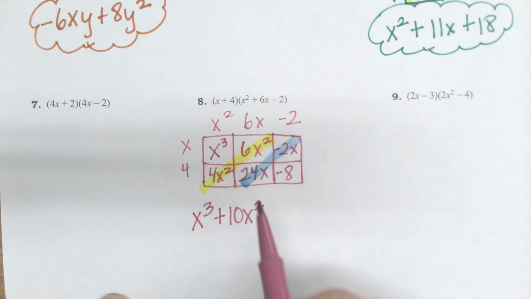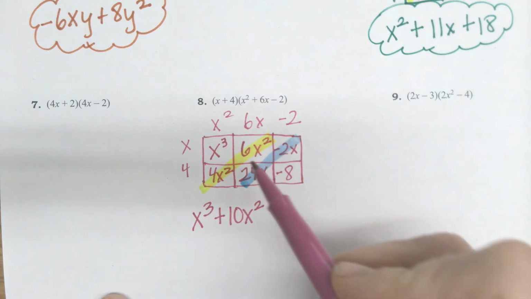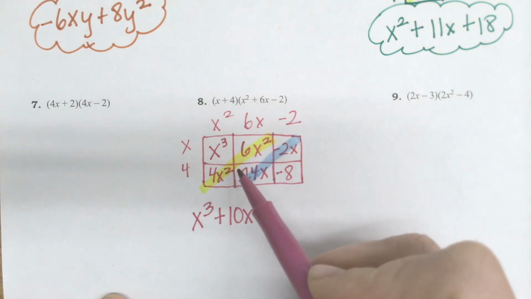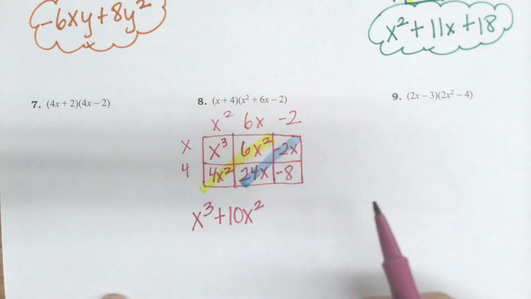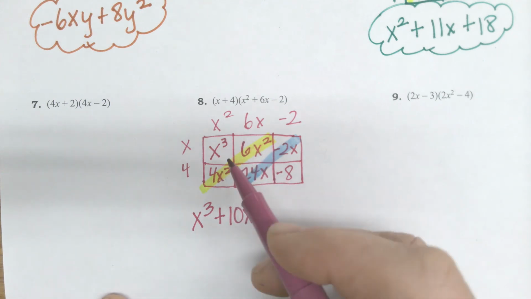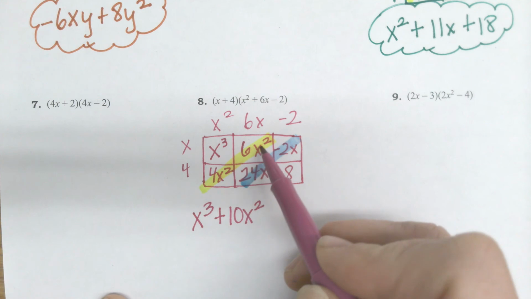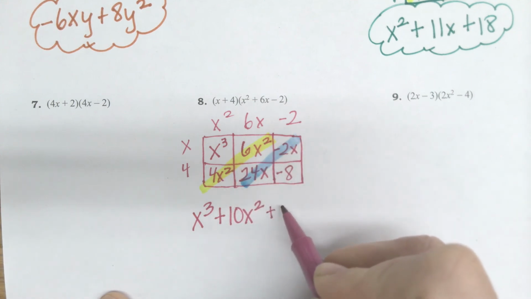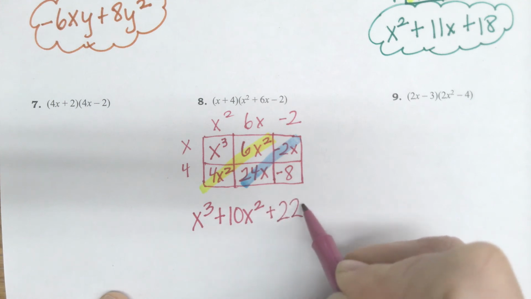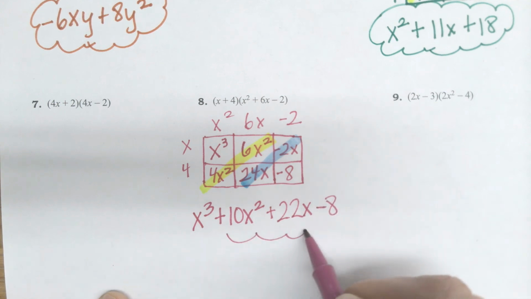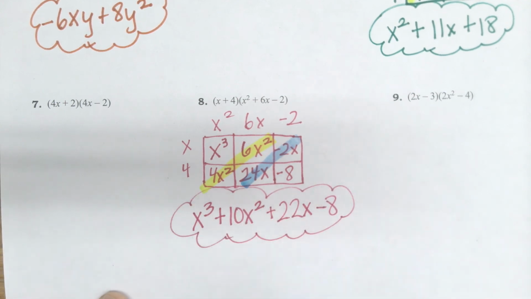Powers only change with multiplication, and what I'm doing right now is adding. So if I were multiplying those together, it would be 24x to the 4th, but I'm adding them together, so it's 10x squared. Powers only change when you multiply, and right here I'm adding. Okay. So 24 plus negative 2 is 22x, plus negative 8, which I write as minus 8. And there's my final answer.